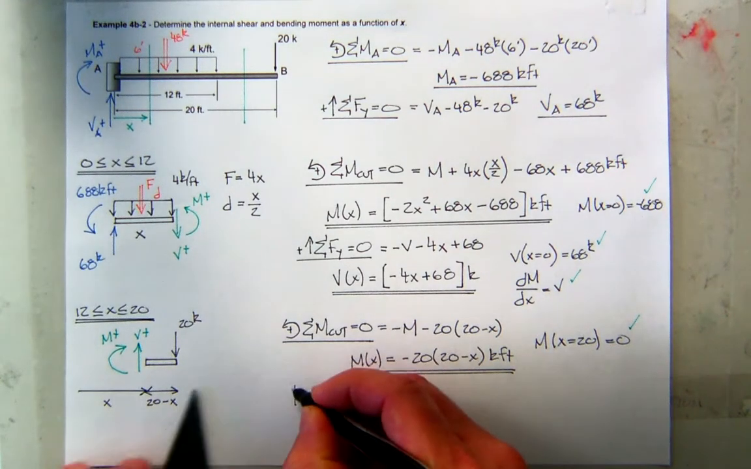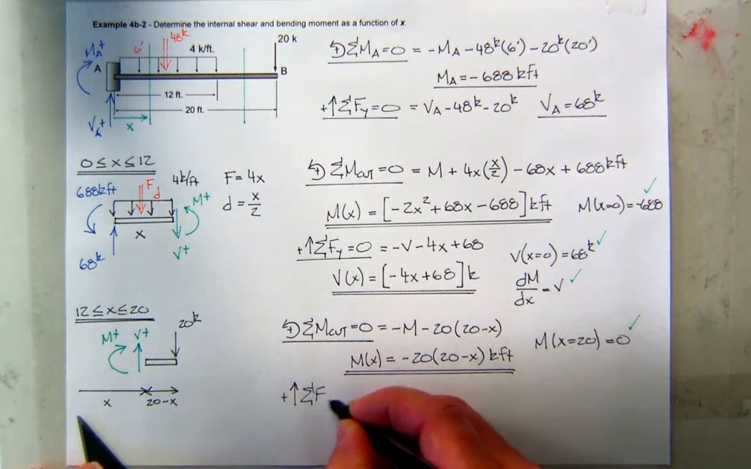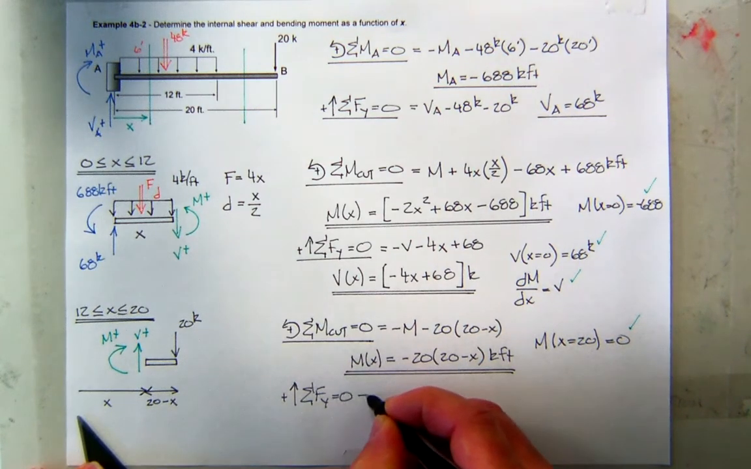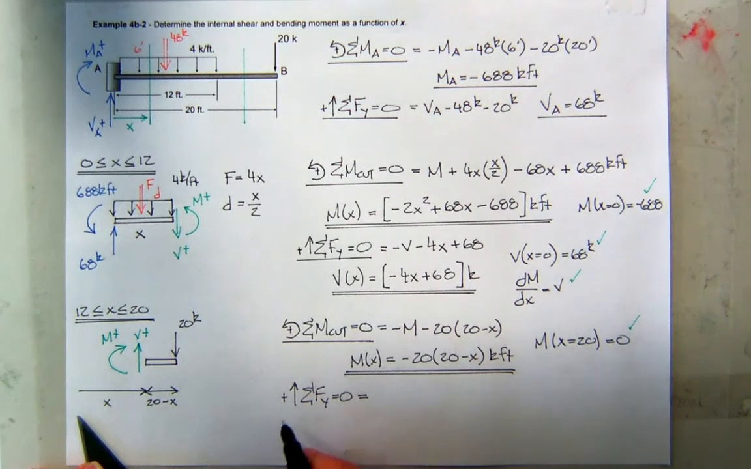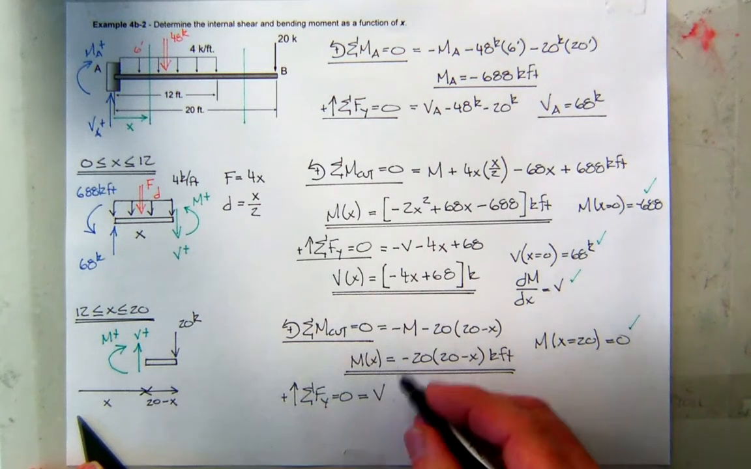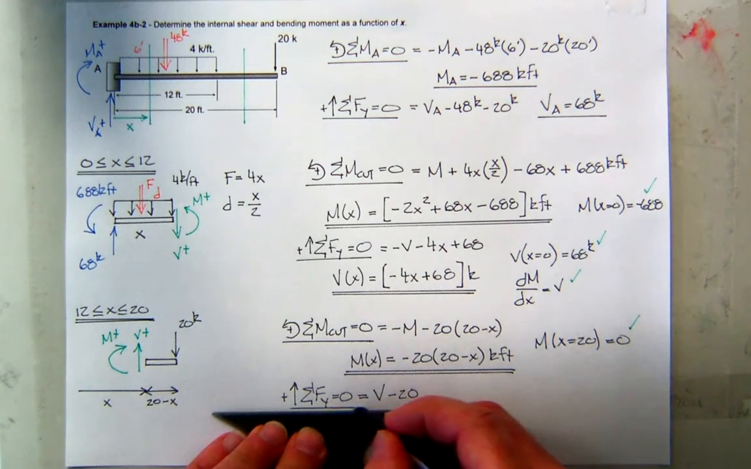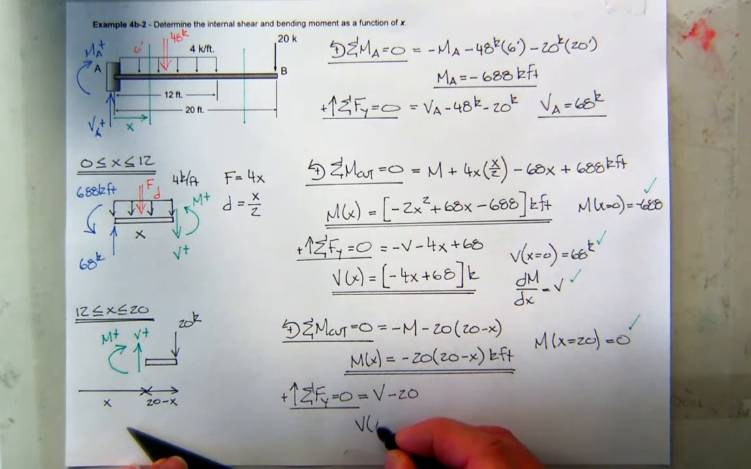All right, so what's the shear? Well, we just sum forces in the y direction. And what do we get? I say up is positive, so that's a positive force. 20 is down, that's a negative force. That's a pretty easy equation to solve. Looks like shear as a function of x is constant, equal to 20.